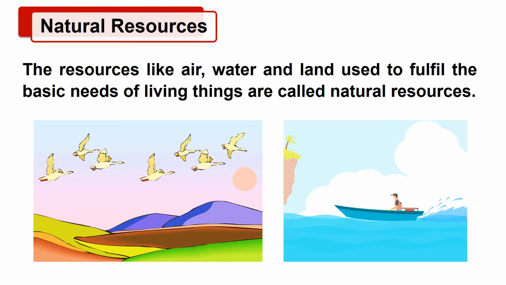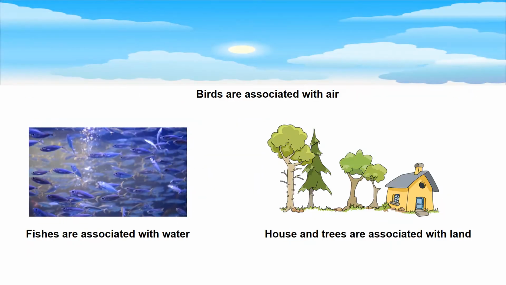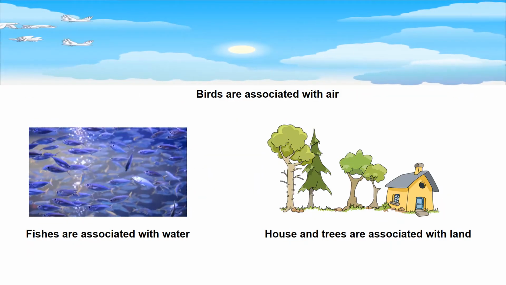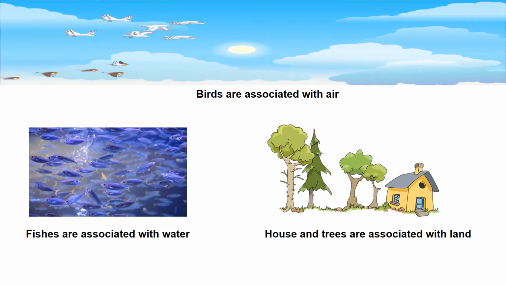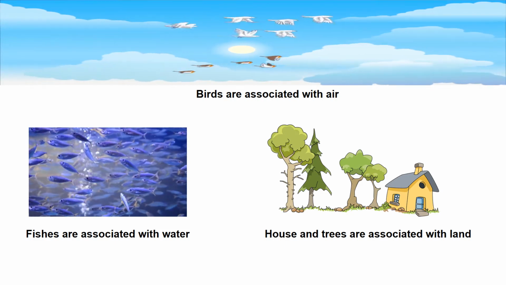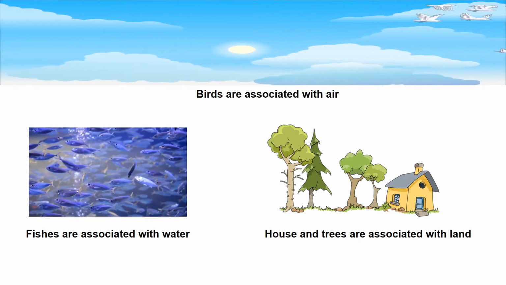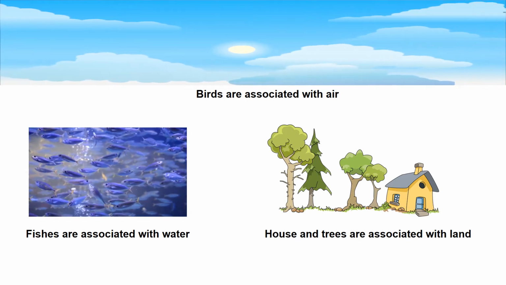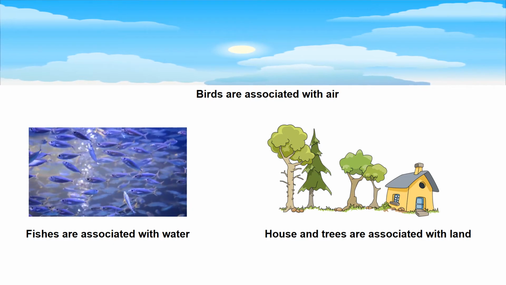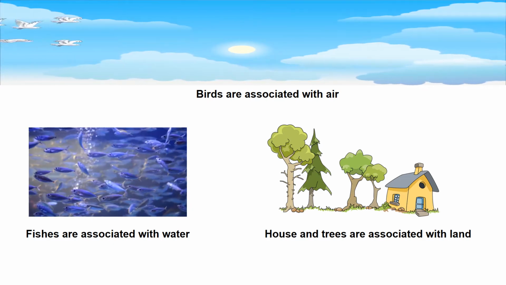The resources like air, water and land, used to fulfill the basic needs of living things, are called natural resources. In the above pictures, you can see birds are flying in the sky, fishes are in the water, and houses and trees are on the land. Thus, all living and non-living things on the earth are associated with air, water and land.